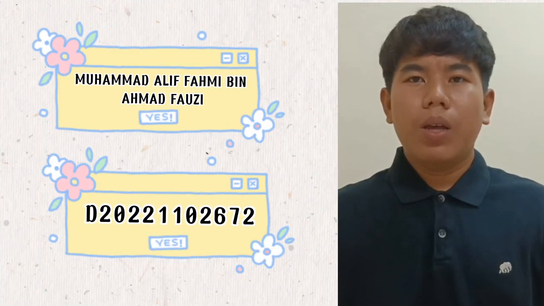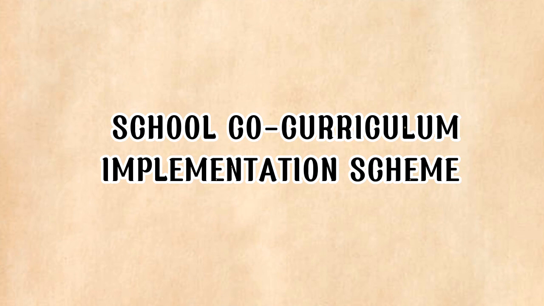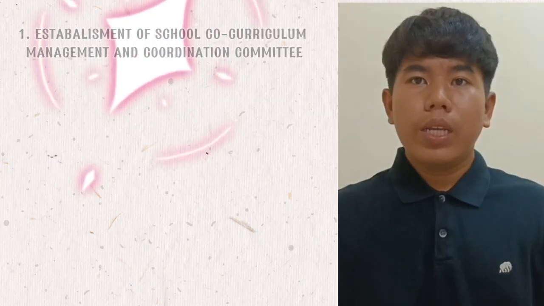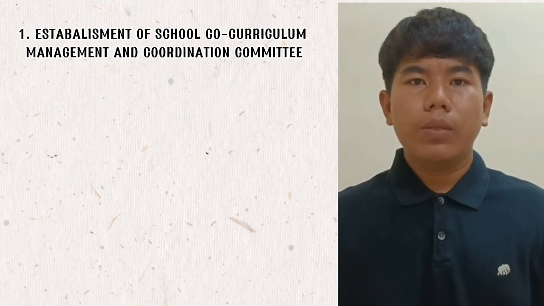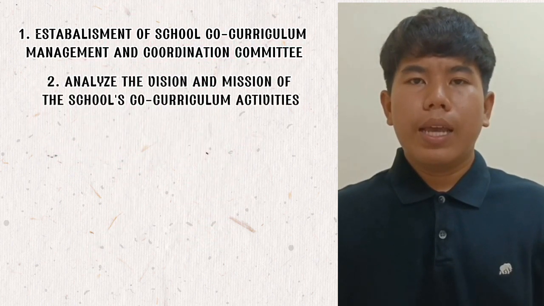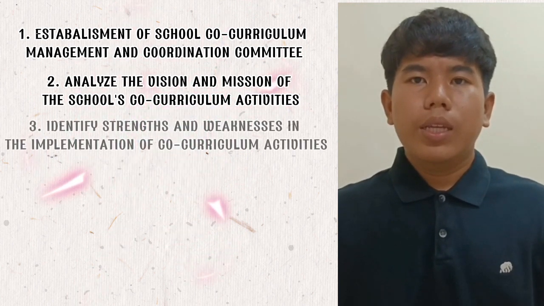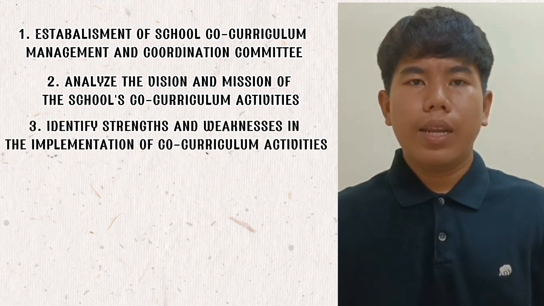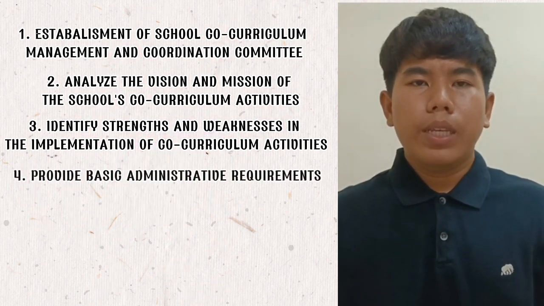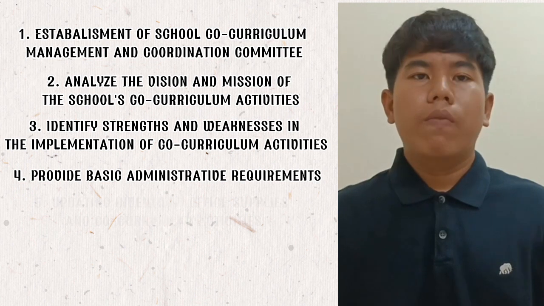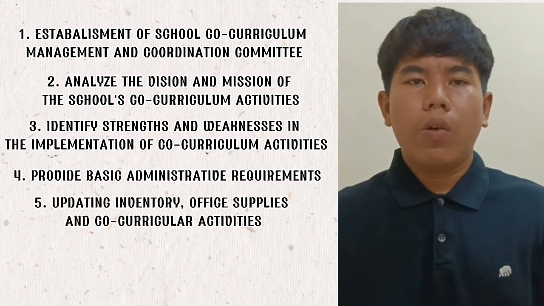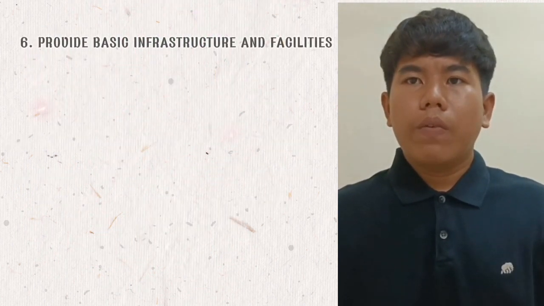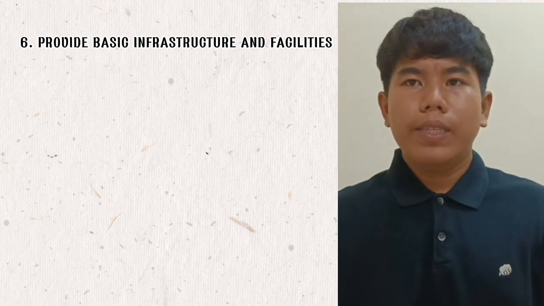Today, I want to talk about school curriculum implementation scheme. The first one, establish school curriculum management and coordination committee. Second, analysis and set the vision, mission of curriculum activities. Third, study and identify strength and weakness in curriculum activities. 4. Provide basic administrative requirements. 5. Updating inventory and office supplies. 6. Provide the basic necessities and facilities.